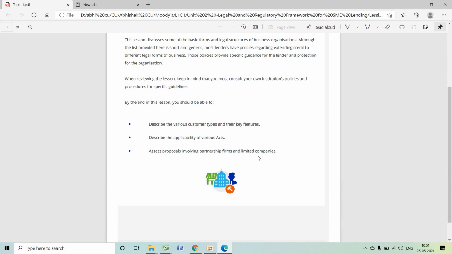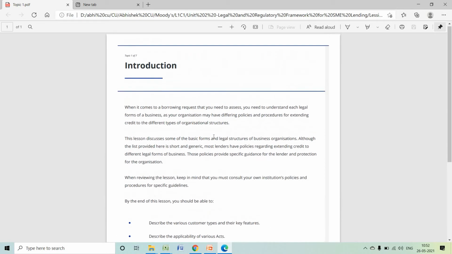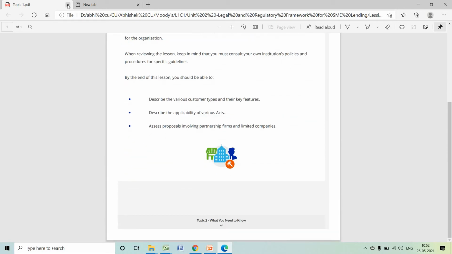By the end of the lesson, you should be able to describe the various customer types and their key features, describe the applicability of various acts, and assess proposals involving partnership firms and limited companies. So, these are the things which are important. Let us move to topic 2.